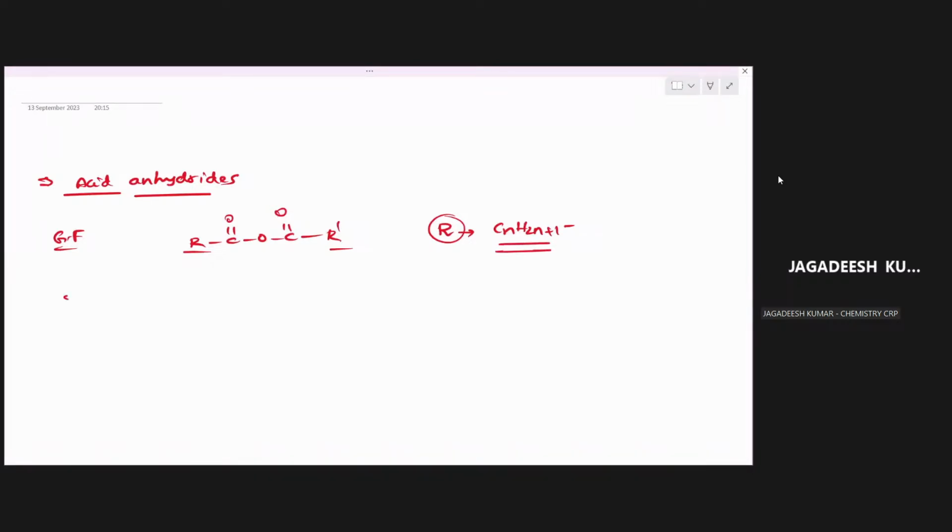So the secondary suffix in this functional group is anhydride. And if you take the IUPAC name of this functional group, how to write it? The general IUPAC name is alkanoic anhydride.